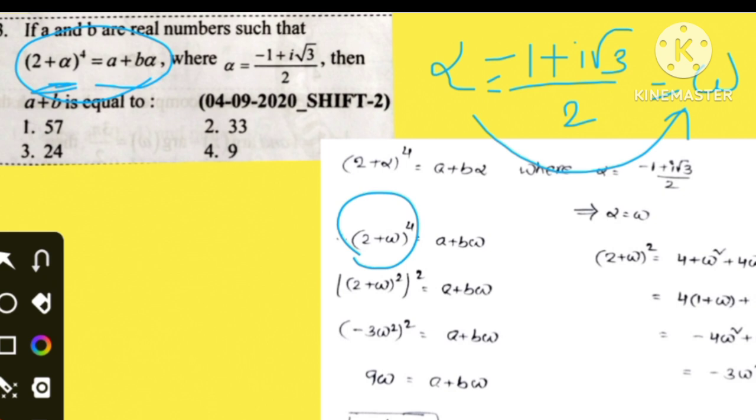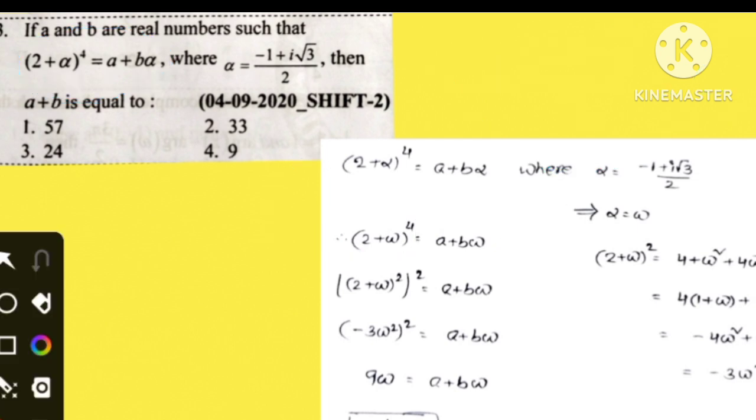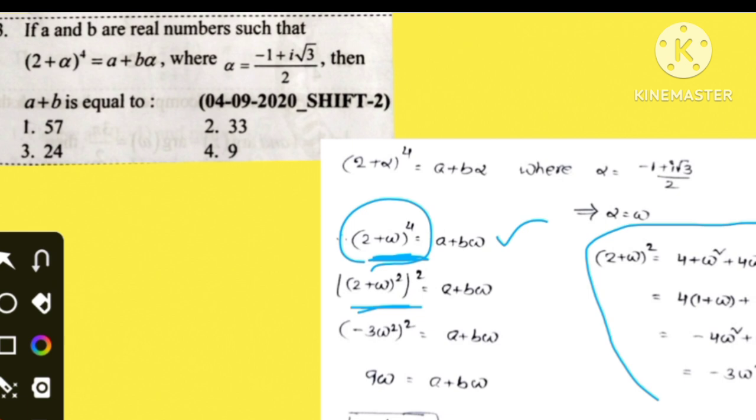Write the given condition here. What is given? 2 plus alpha power 4 is equal to A plus B alpha, but what is the alpha value given? That is omega. In the next step, replace alpha with omega. That is, (2 plus omega) power 4 is equal to A plus B omega. Take the simplification: (2 plus omega) power 4 is equal to (2 plus omega) whole square, whole square. Now find the (2 plus omega) whole square value here.